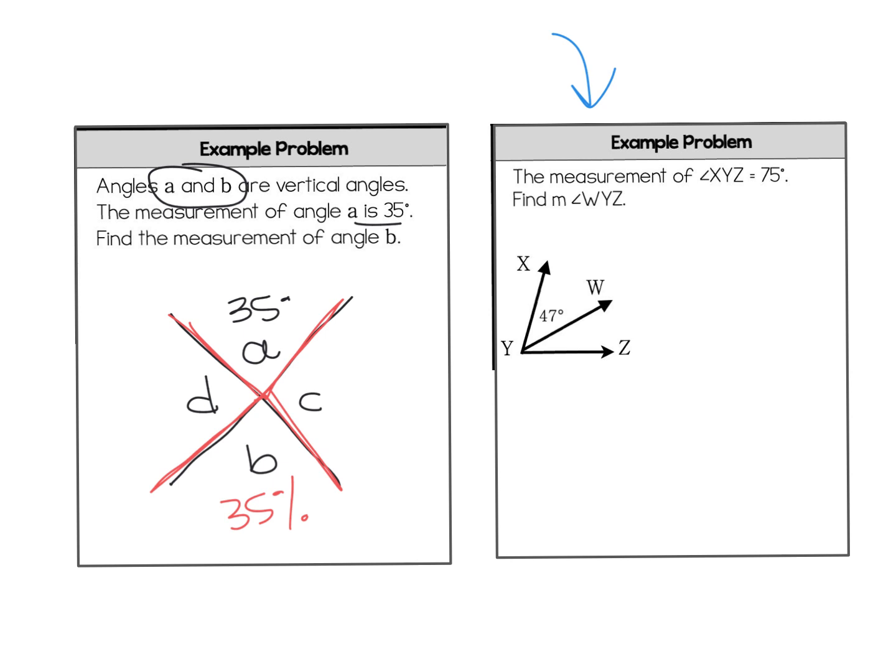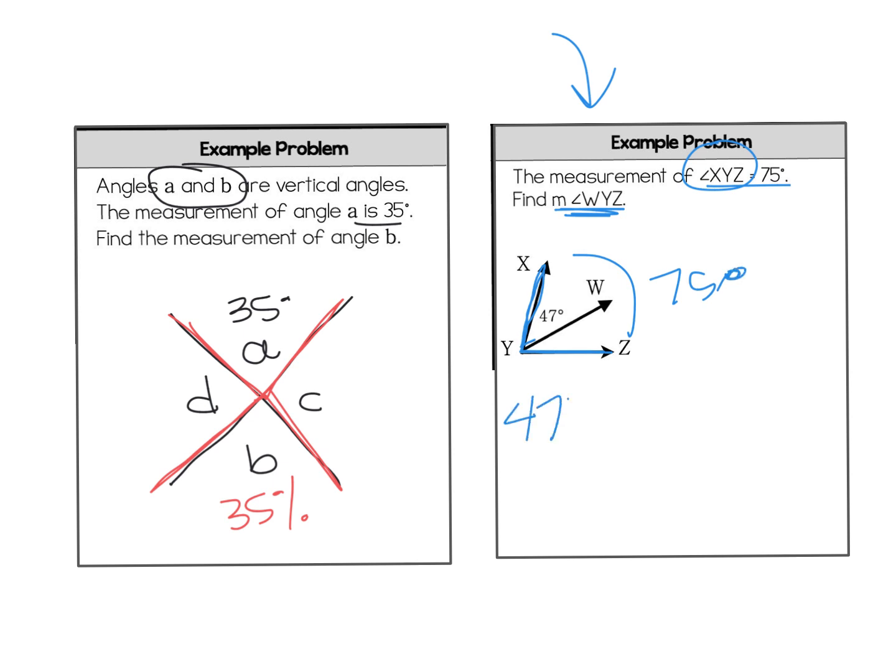Okay, looking at the next one, the measure of angle XYZ equals 75 degrees. Find the measure of angle WYZ. When there's an M in front of it, that means measure of the angle. So XYZ, I'm going to follow it. Start at X, go down to Y, go to Z. That tells me the whole angle is 75 degrees. So that means XYW and WYZ are adjacent angles right next to each other. So those two angles together equals 75 degrees.